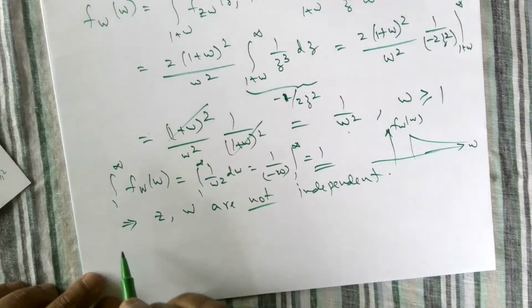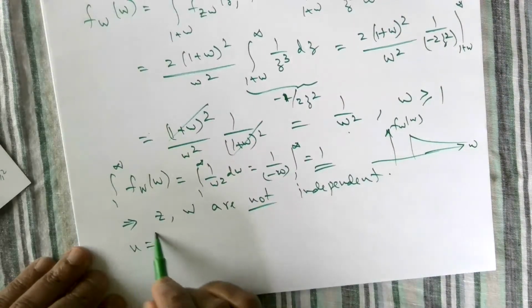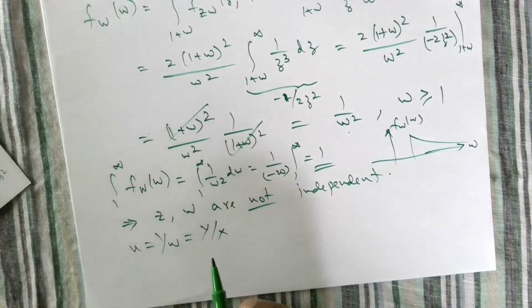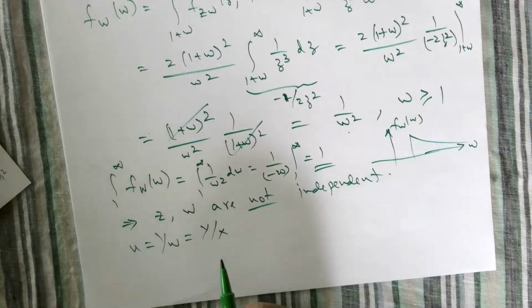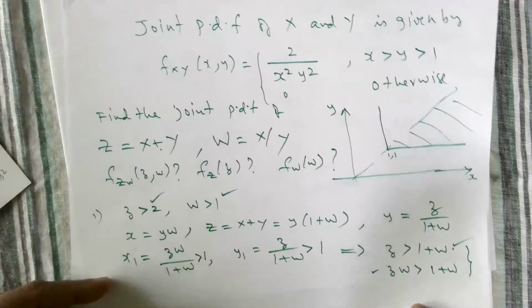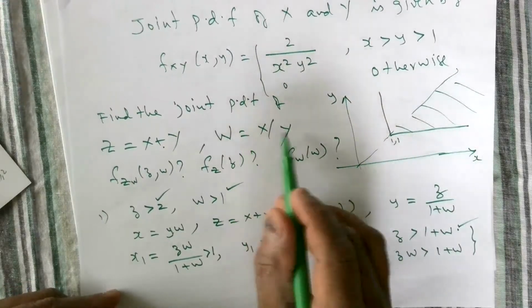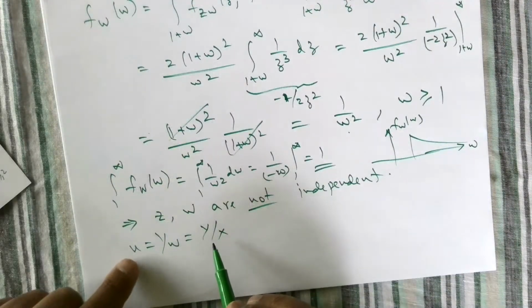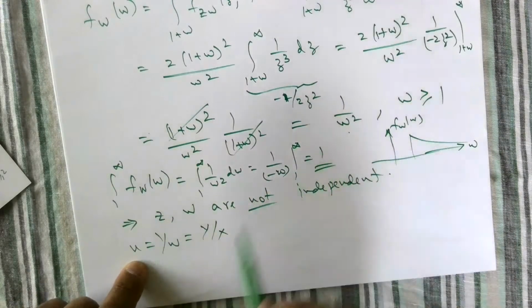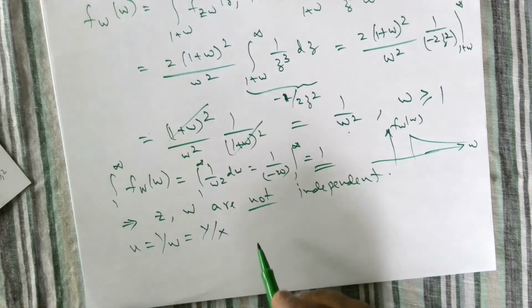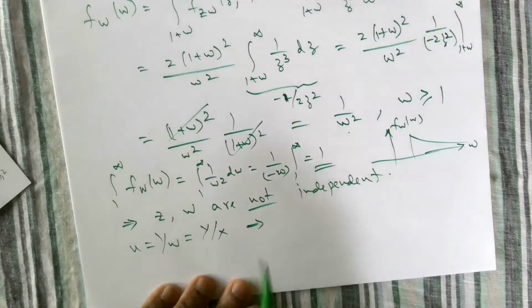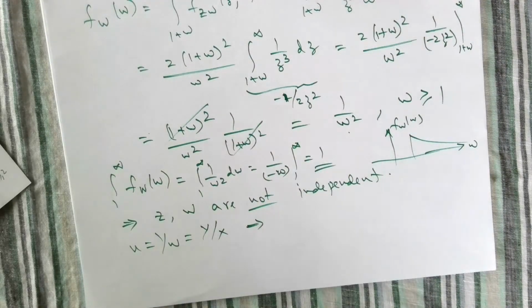Now, interestingly, in the same problem, if you define u to be 1 over w, in other words, y over x. Remember, in the original problem, we defined W to be X over Y. So if you flip it to Y over X, that's the same as flipping W. And we already have the density function of W. So it's very easy to do here. So W is greater than 1, so U is less than 1, right?